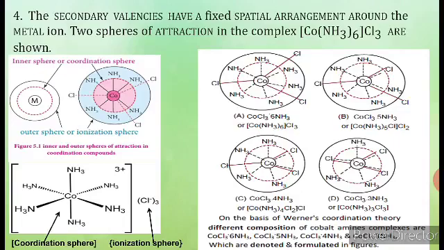So in this way, by Werner theory, we can represent the various coordination complexes or coordination compounds with the help of the coordination sphere and ionization sphere. How these ligands satisfy the primary as well as secondary valencies of the central metal atom or ion can be represented like this. Okay, now we'll go for our next topic, that is certain problems.